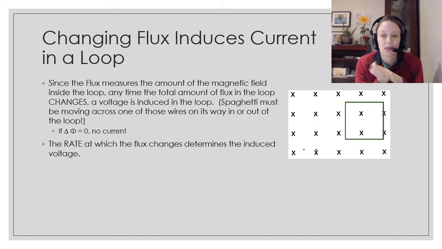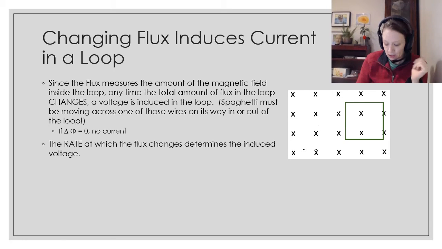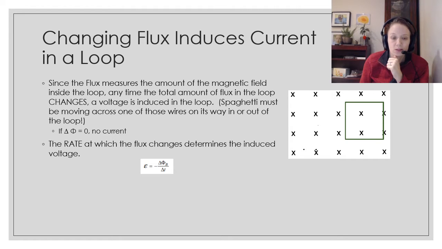Specifically, the rate at which the flux changes, so how quickly the amount of spaghetti through the loop is changing, is going to determine the amount of voltage that is induced, or the amount of current that is eventually going to be induced in the loop as well. So there's an equation on your equation sheet.